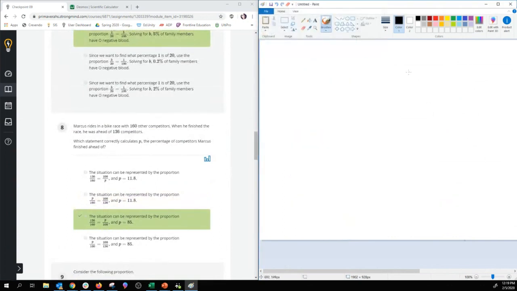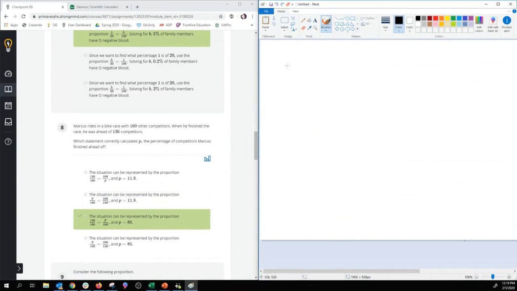Number 8 says that Marcus rides his bike in a race with 160 competitors. When he finishes the race, he was ahead of 136 competitors. Which statement correctly calculates P, the percentage of competitors Marcus finished ahead of?